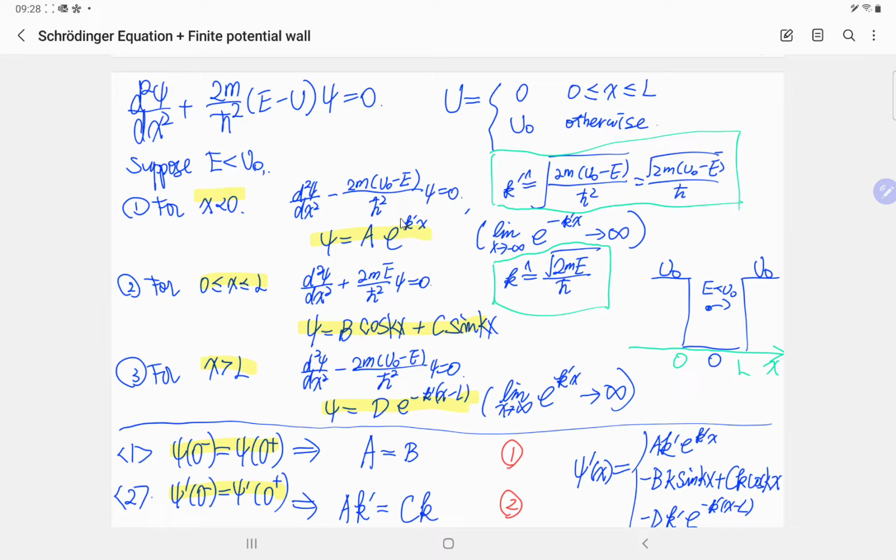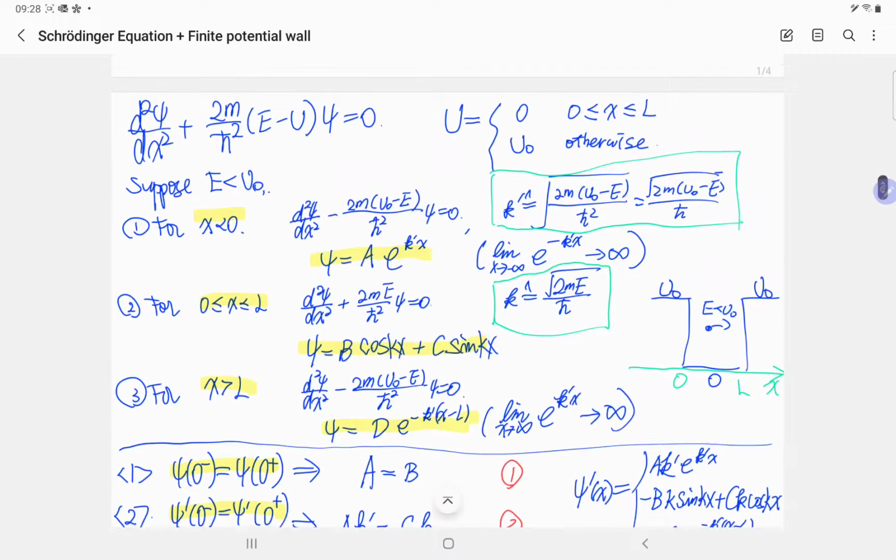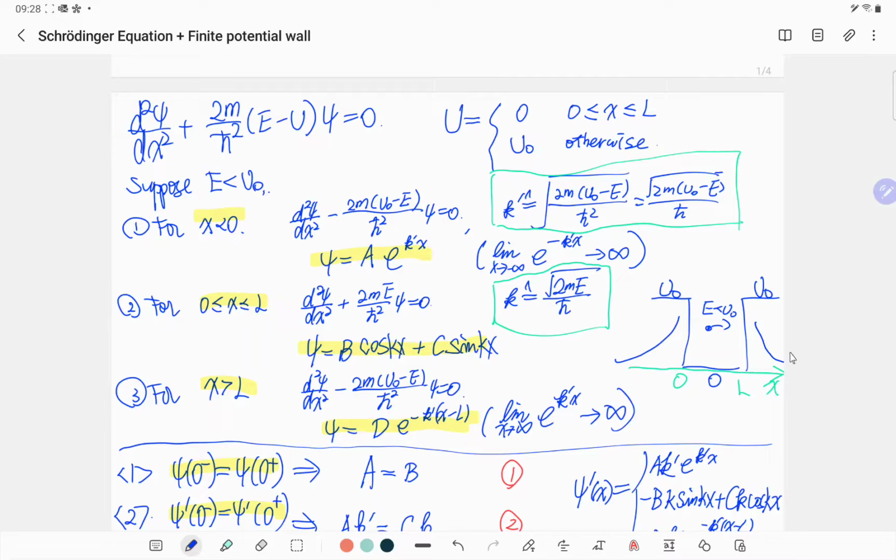And for the left part, we ignore the negative exponential part, because it should be something like this. And for the right part, it should be something like this, not the other way around. So in this case, we will ignore the negative exponential like that and like that. We don't like that one, because it will go to infinity infinitely far away, which does not make sense because it will make the probability infinitely large. So in this case, the wave function for the left part and right part will exponentially decay.